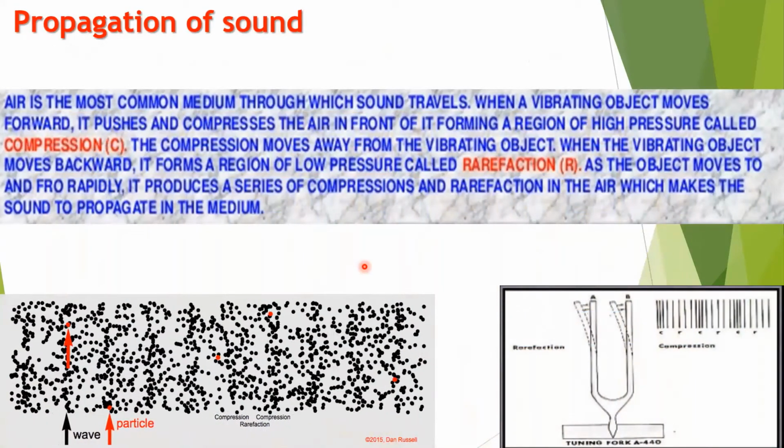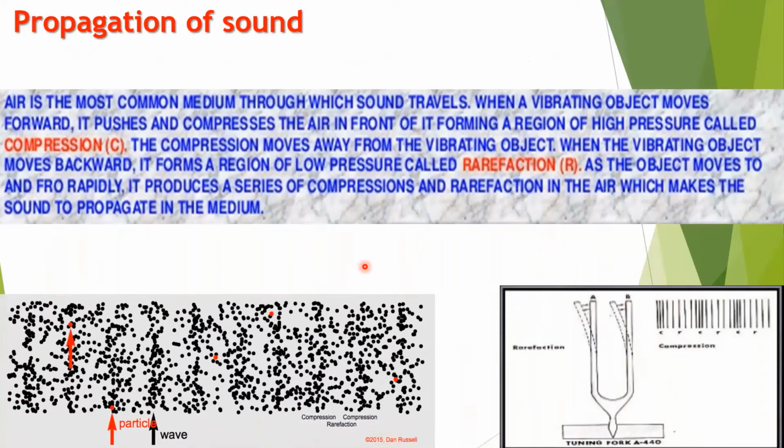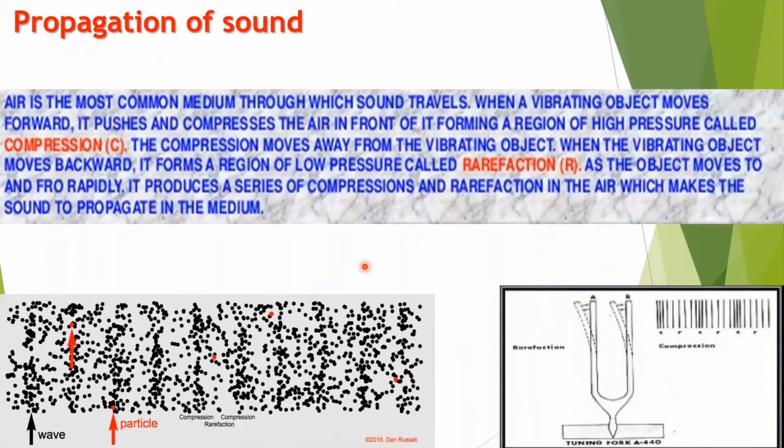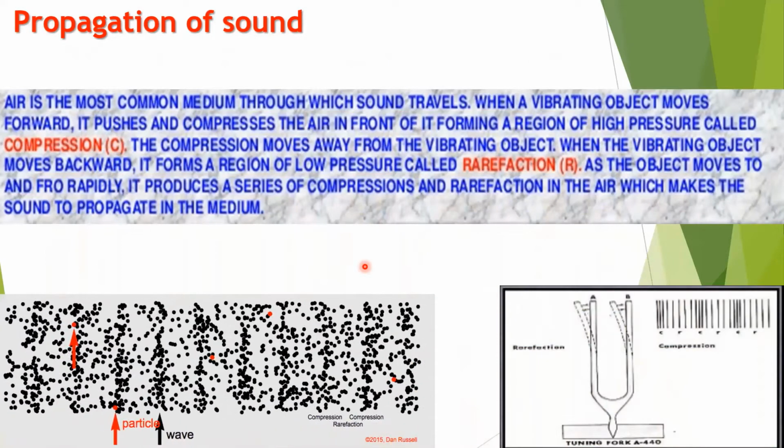Propagation of sound. Air is the most common medium through which sound travels. When a vibrating object moves forward, it pushes and compresses the air in front of it, forming a region of high pressure called compression. Let us understand about it by looking at this animation.